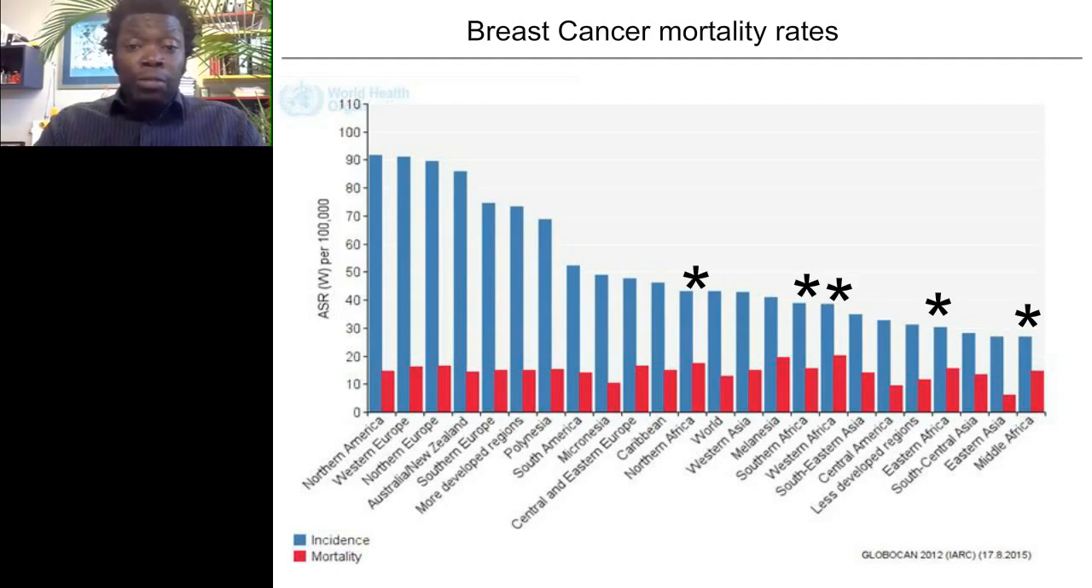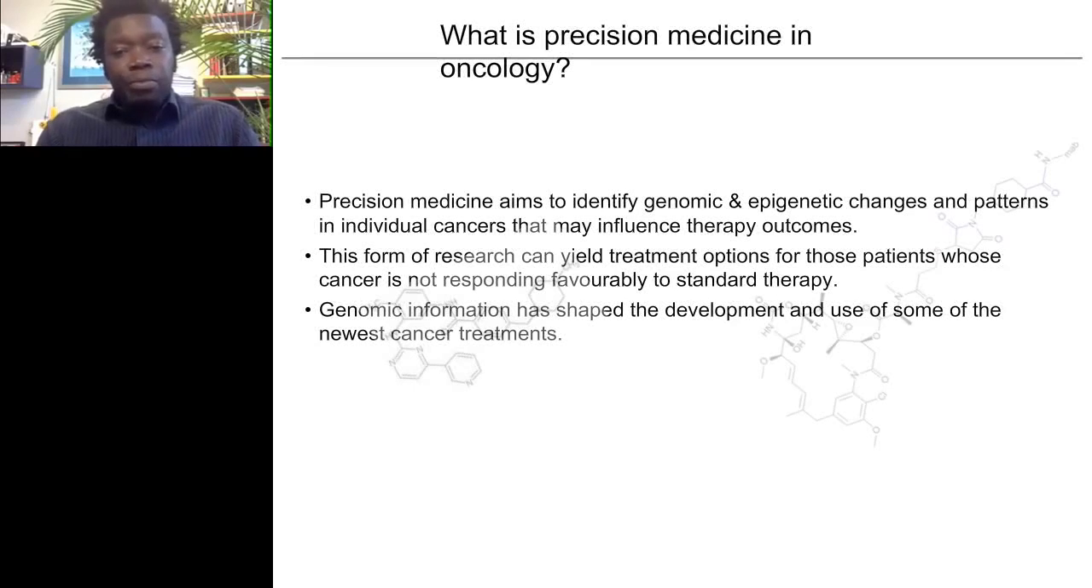world will die. And those numbers are really shocking, and this is why the South African government has really tried to catalyze an investment in oncology and within precision medicine to be able to reverse these sorts of trends. So what is precision medicine in oncology?